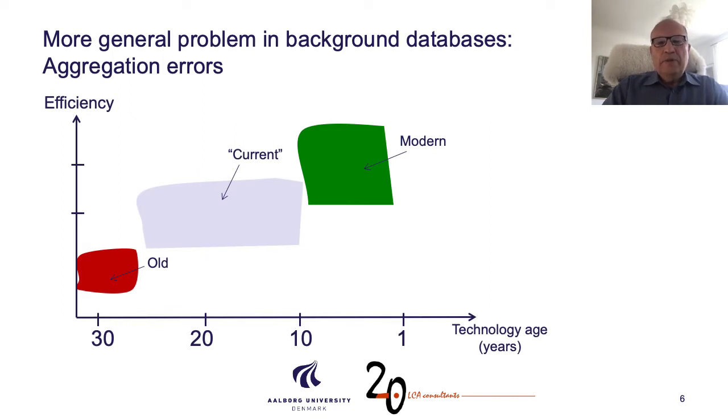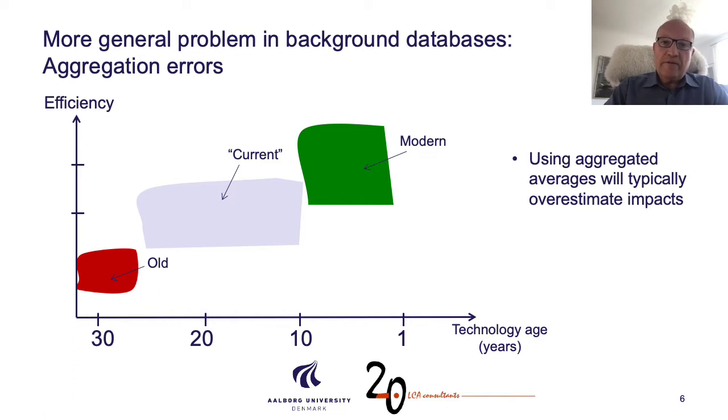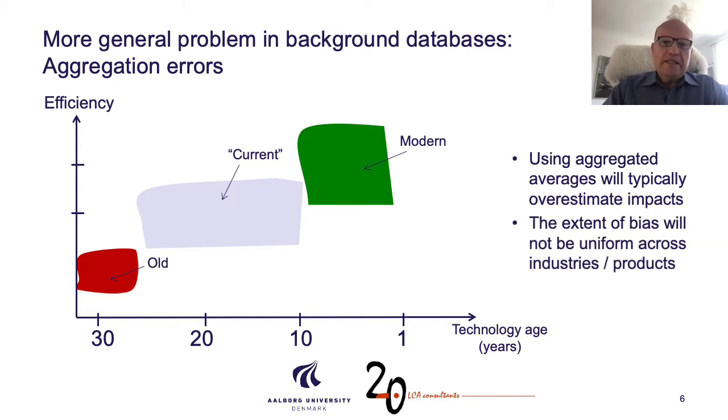This has mainly to do with the efficiency improvement over time, where we are generally assuming that a modern technology is more efficient than the current, which is again more efficient than the old. So using an aggregated average will typically overestimate the impacts. If that happened throughout the database, then that would not be such a big problem. But the problem is that the extent of this bias will not be uniform across industries and products, because some industries are changing much faster than others.